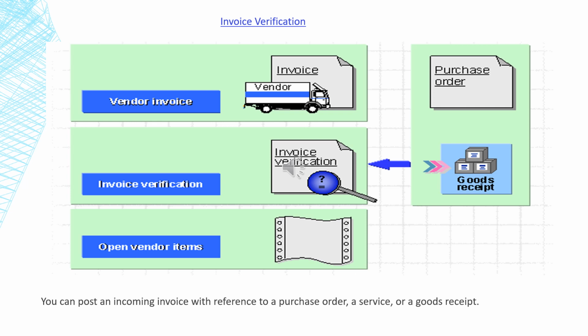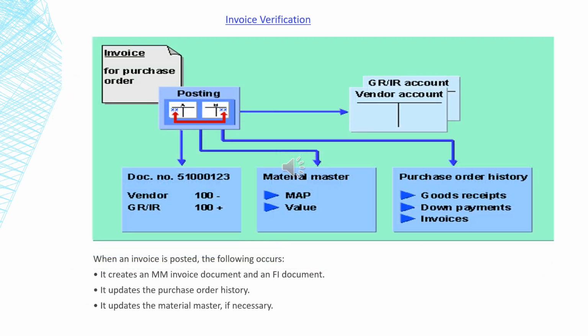In invoice verification, you can post incoming invoices with reference to a purchase order, a service entry sheet, or a goods receipt. Now, when any invoice is posted, a couple of things happen. It creates an MM invoice document and an FI document as well. It updates the purchase order history. It updates the material master if required.